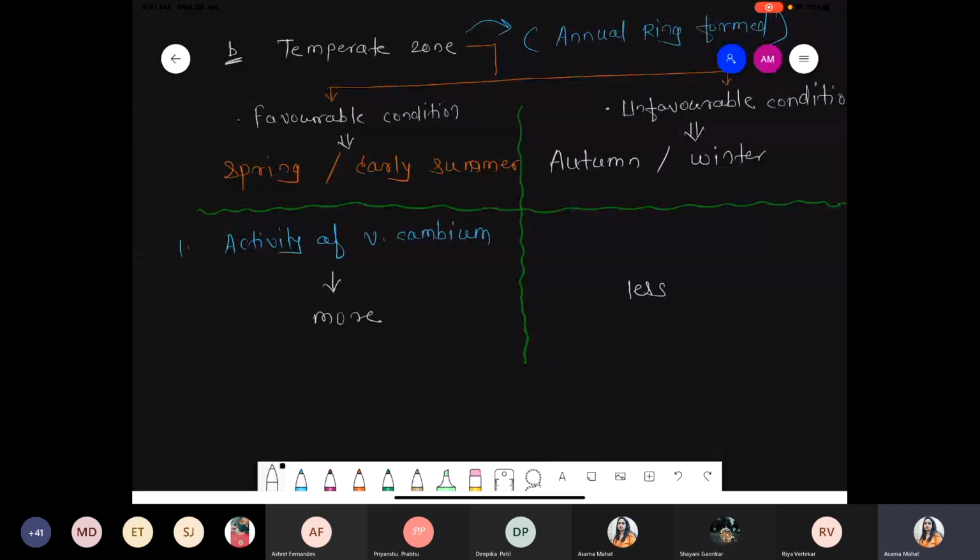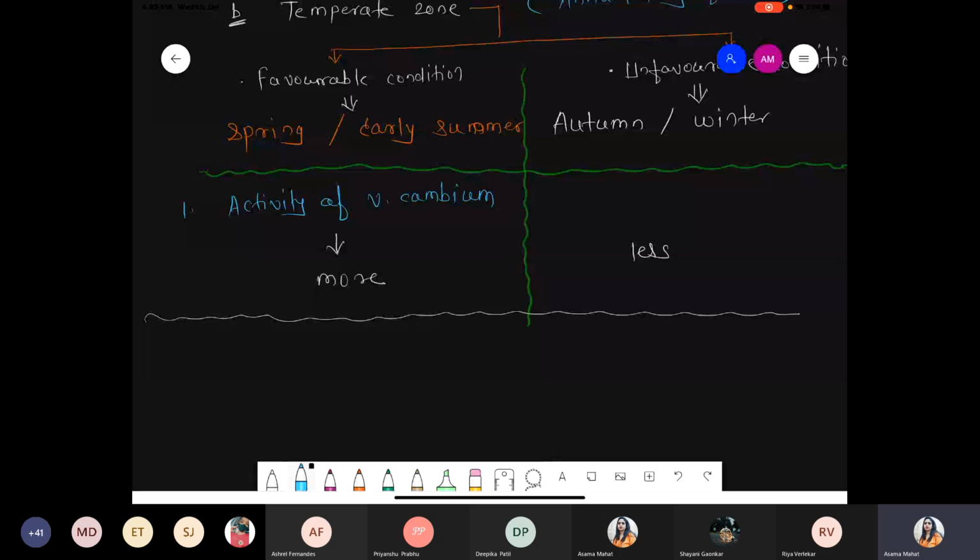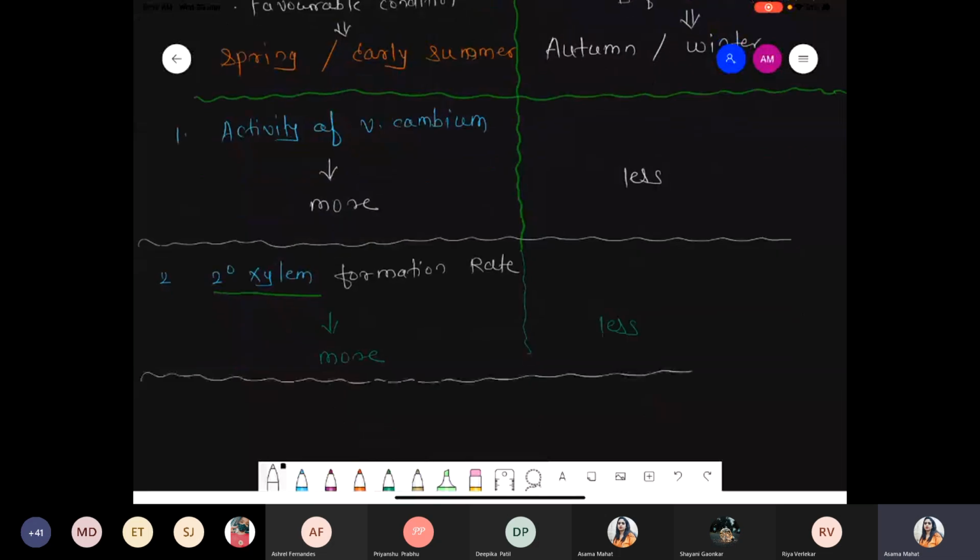Now what happened if vascular activity is more? Ultimately, the secondary tissue formation rate is also more. It means the second point is secondary xylem; we have to focus only on secondary xylem. So the secondary xylem formation rate is more in case of the favorable condition, and that rate is less during the unfavorable condition, that is during the autumn.